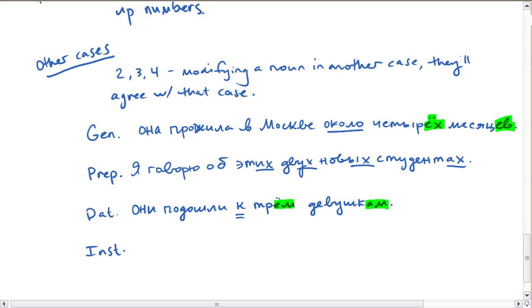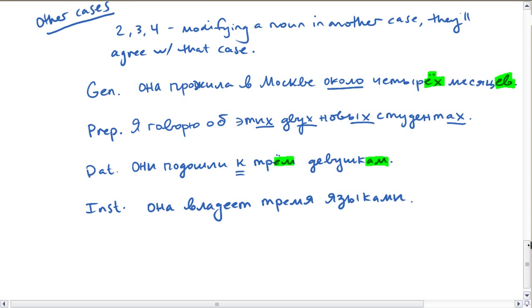And finally, the instrumental case. Она владеет тремя языками. So we've got instrumental endings. Alright, so now we're done with 0, 1, 2, 3, and 4. And now let's look at 5 through 20.